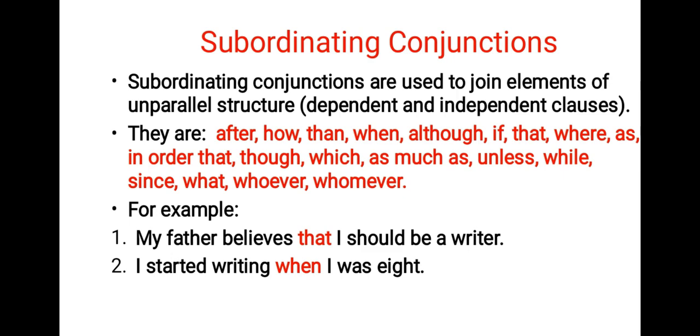For example, my father believes that I should be a writer. Now here, I should be a writer is a complete sentence. It is an independent clause because it conveys a complete message. But my father believes is a dependent clause because it does not convey a complete meaning if we remove the rest of the sentence. My father believes, so my father believes what? We do not grab the complete idea of the sentence. Here, that joins the dependent clause and the independent clause, so it is a subordinating conjunction.